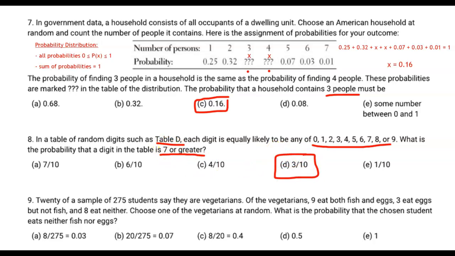Not sure why this was such a stumbling block for some students, maybe because sometimes students think of 0 as representing 10, but keep in mind 7 or greater, 7, 8, or 9. There's only 1, 2, 3 options.